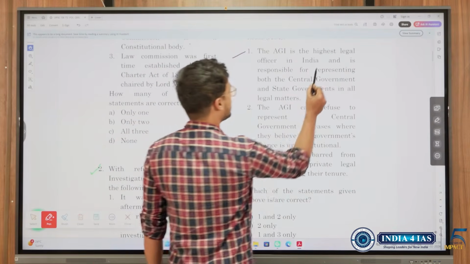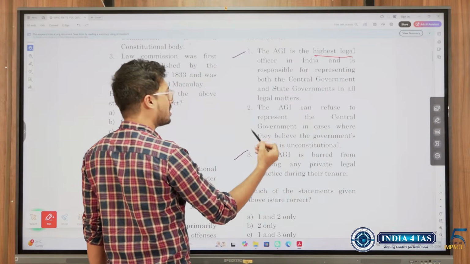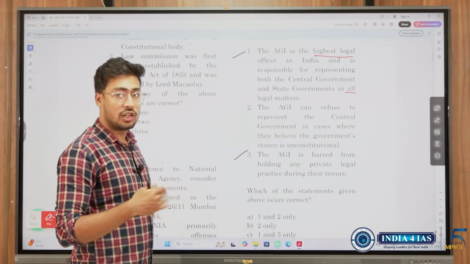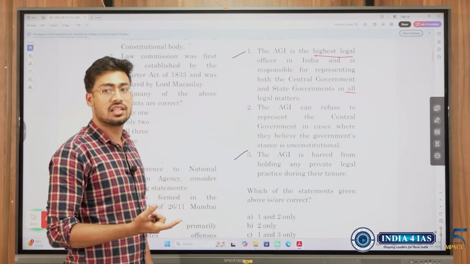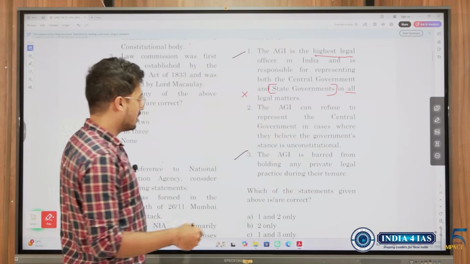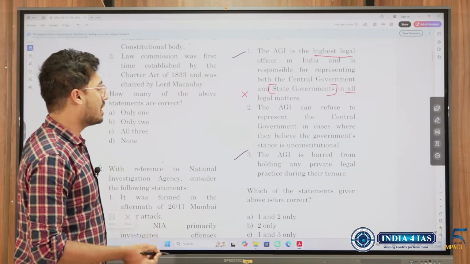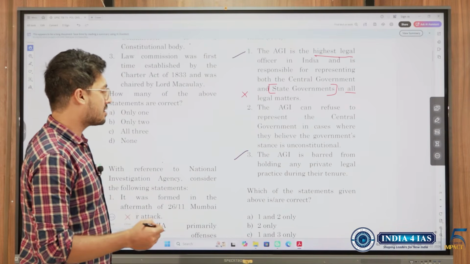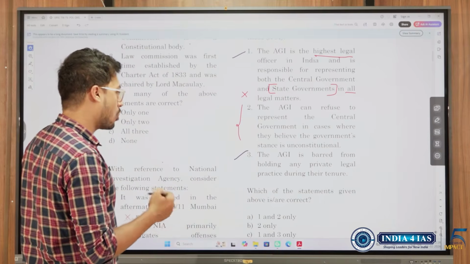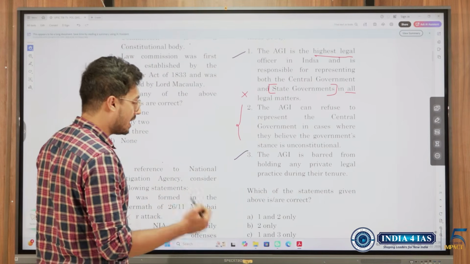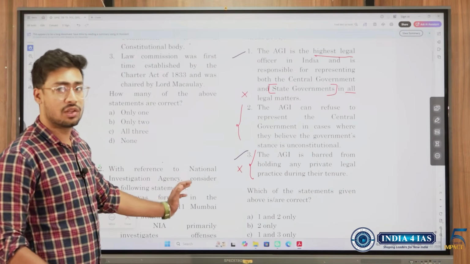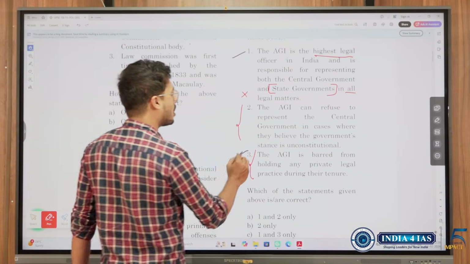So Attorney General, highest legal officer, responsible for representing both the central as well as state government in all legal matters. Now see, Attorney General is for the center and Advocate General is for the state. Here there is a trap which will make it wrong. Next, the AGI can refuse to represent the central government in cases where they believe the government's stance is unconstitutional. Okay, we'll come across it. AGI is barred from holding any private legal practice during their tenure. AGI is not barred, and if you have studied about Attorney General, you would be aware of this. So this is wrong, this is wrong.